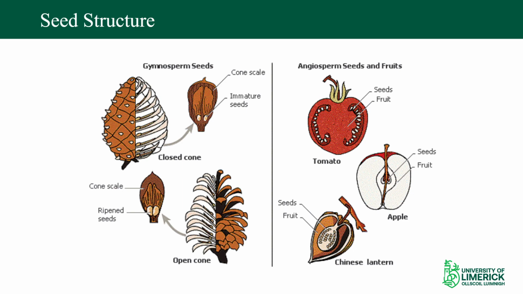So we're looking at angiosperms and gymnosperms. If we take a quick look at the gymnosperm structure, we have a pine cone, as it would be described, or a cone, and we have a closed cone. Within that cone, we can see the different pieces of seeds stored. We have our cone scale here, so this is one scale of the tree. We've got immature seeds sitting flat on each one of these scales.